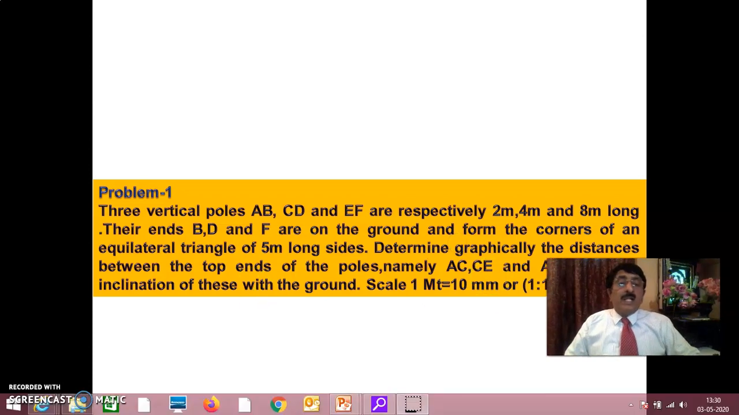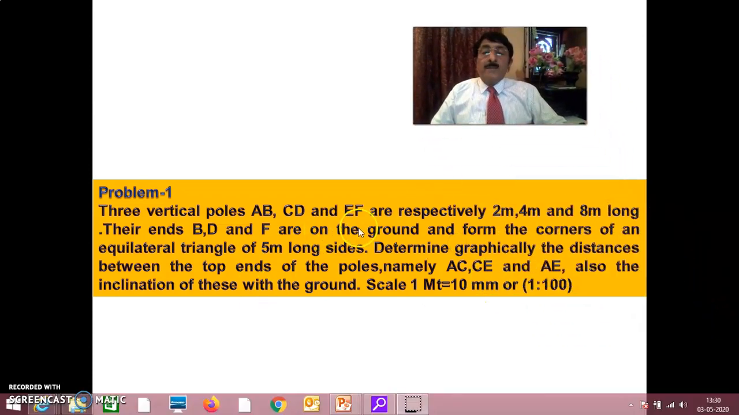Now there are 3 vertical poles. A B, C D, E F are respectively 2 meters, 4 meters, 8 meters long. Their ends B, D, F are on the ground and form the corners of an equilateral triangle of 5 meter long sides. There are 3 vertical poles, means all these poles will be seen as a point in the top view.